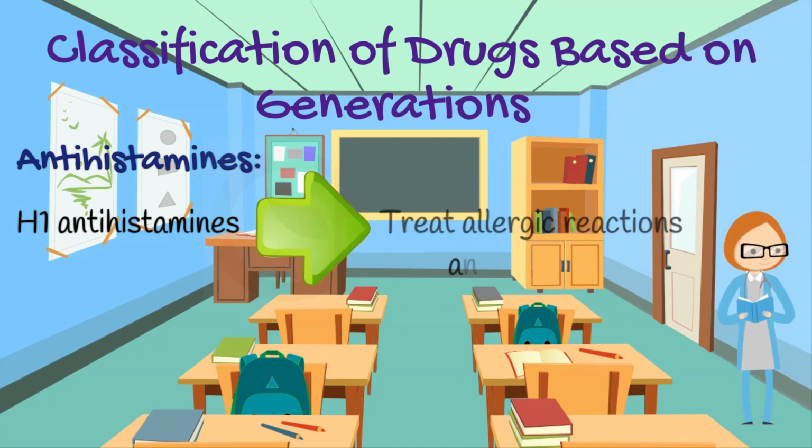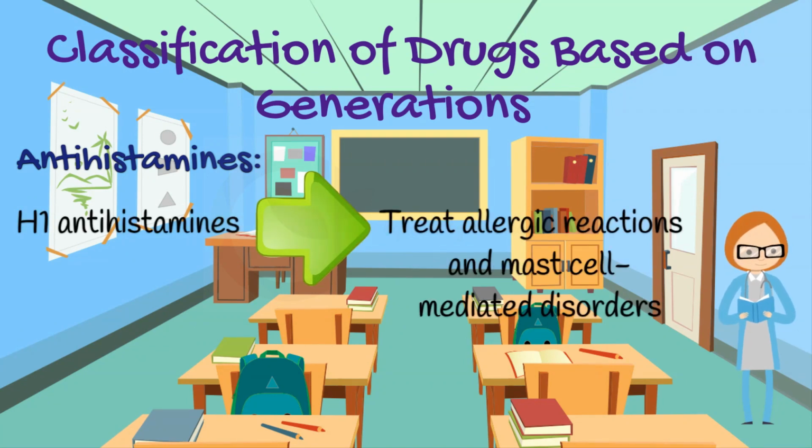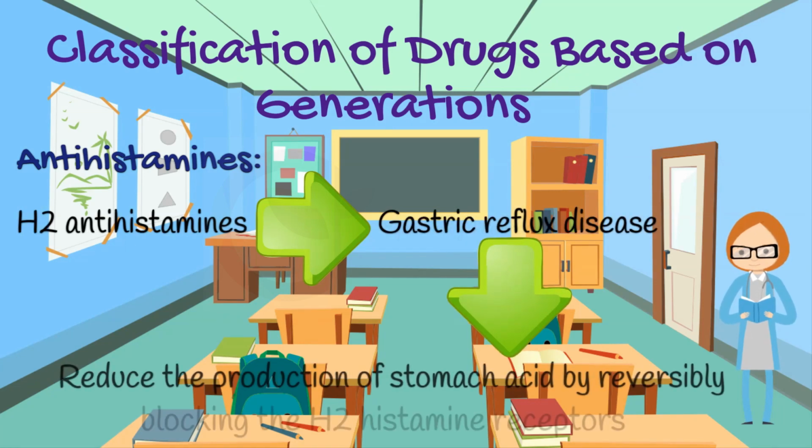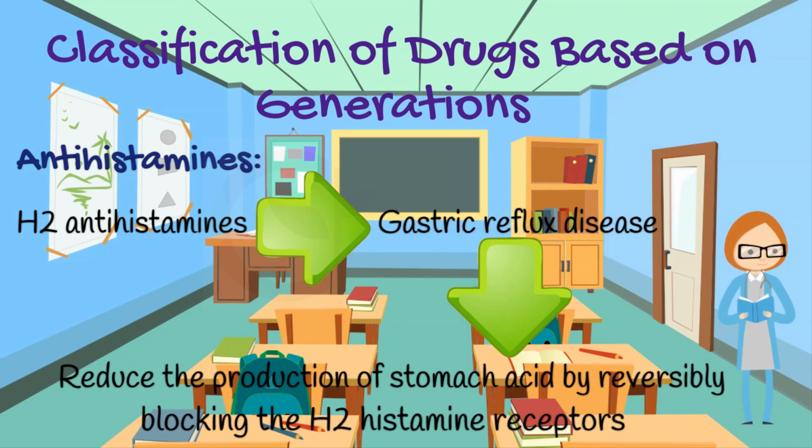H1 antihistamines are mostly used to treat allergic reactions and mast cell-mediated disorders. On the other hand, H2 antihistamines are indicated primarily for gastric reflux disease because they reduce the production of stomach acid by reversibly blocking the H2 histamine receptors in the parietal cells of the gastric mucosa.